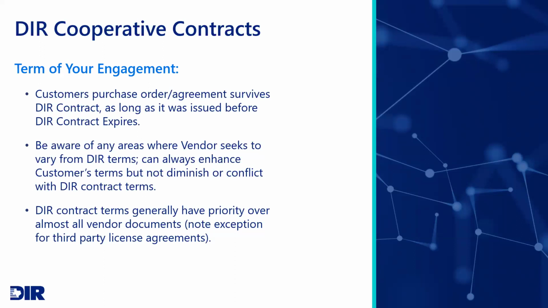Each of our DIR contracts has a DIR contact person for questions like that. Vendors should have routed all of their vendor documents to us when we negotiated that contract. So if you're being asked to sign something and you're not sure if you should sign it or not, just reach out to the DIR vendor contract manager. We can answer those questions for you.